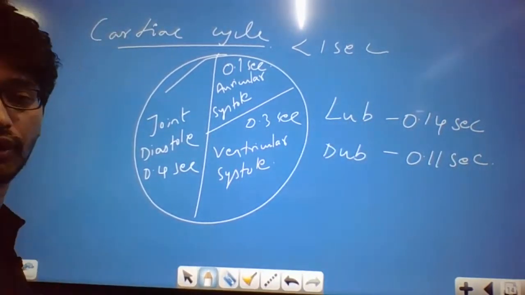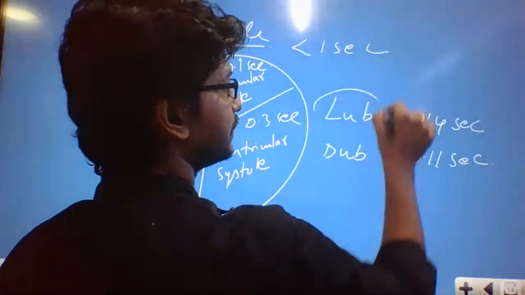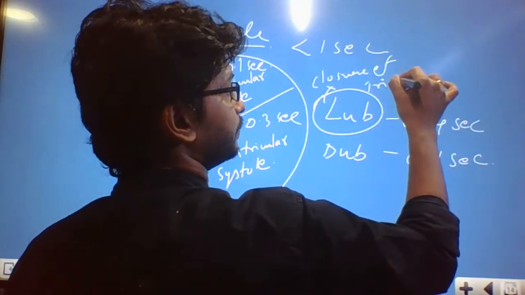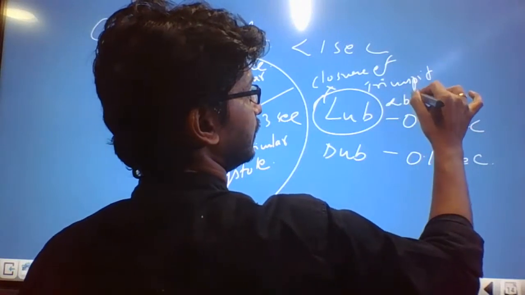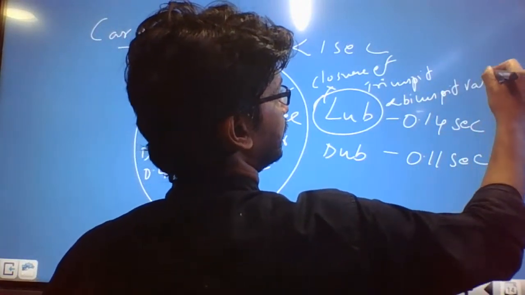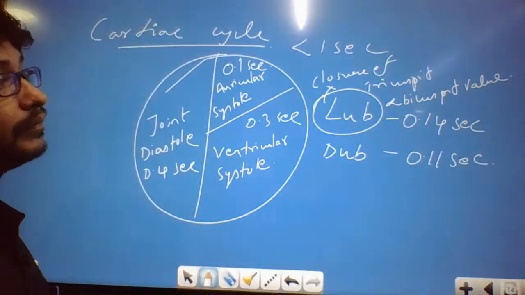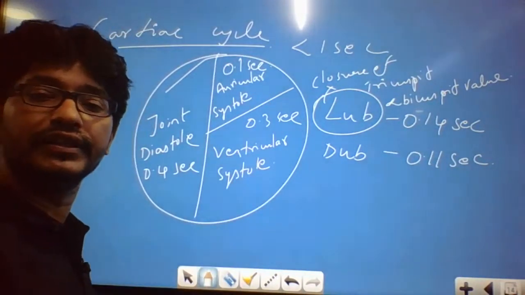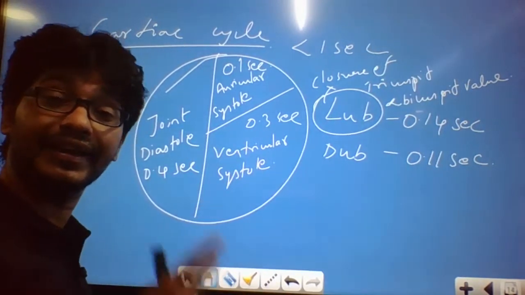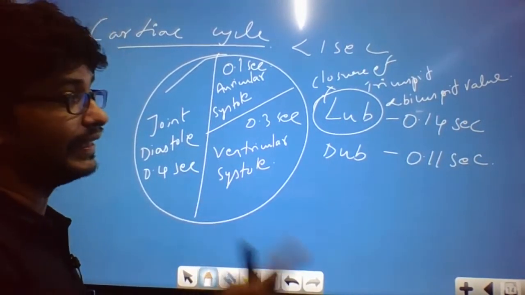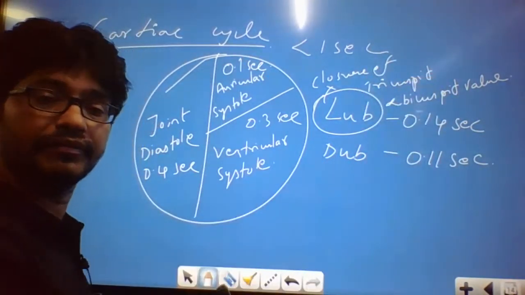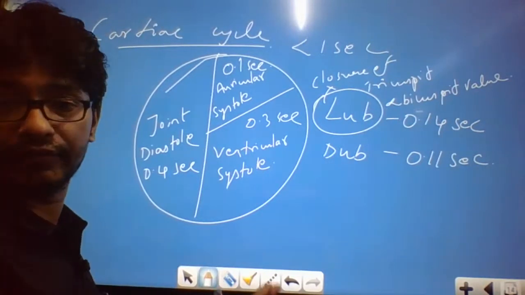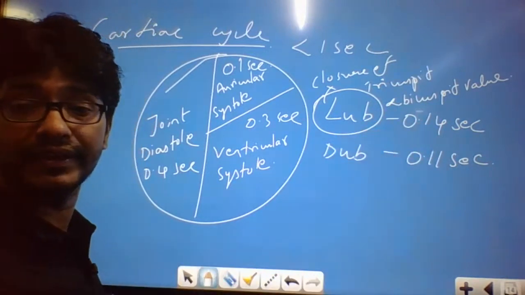The lub sound of 0.14 second is because of the closure of the tricuspid and bicuspid valves. When blood passes from the auricles to the ventricles, you have seen there are two valves between the auricles and ventricles, the tricuspid valve and the bicuspid valve. These valves close immediately after the blood enters the ventricles, because it prevents backflow of the blood. That sound is identified as the lub sound.